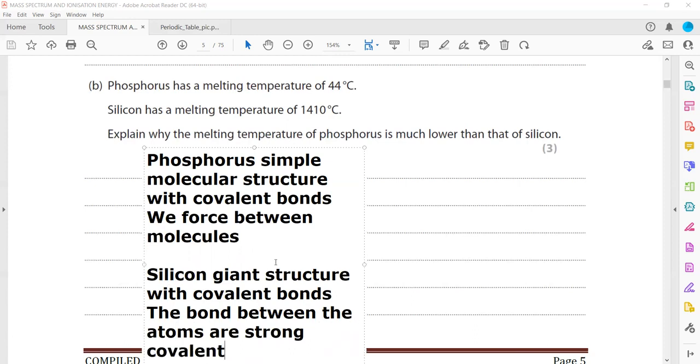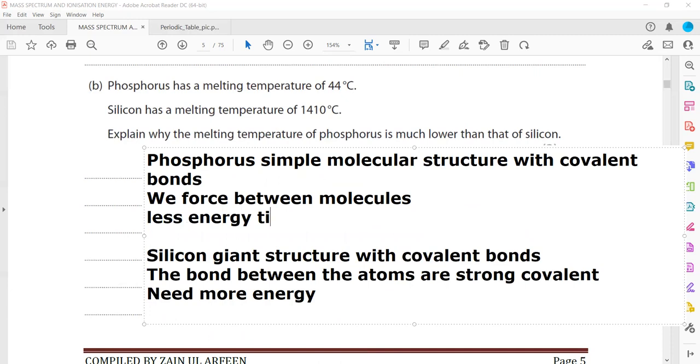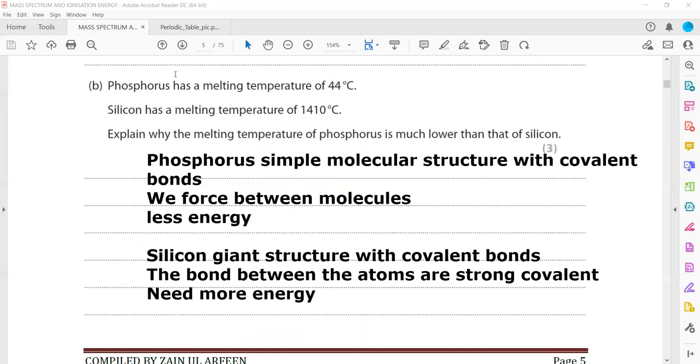And due to this strong covalent bond, we need more energy to break the bond. Here we need less energy to break the bond. These are the points which we should include when comparing the melting points of different elements: compare the type of structure and the strength of the force between the particles. The one with a lower melting or boiling point has a weaker force between the particles. Is it clear?